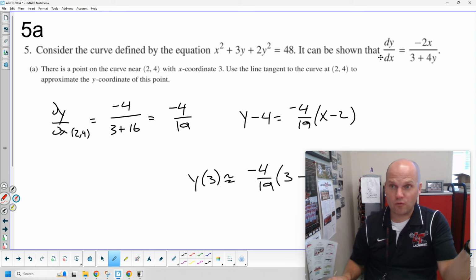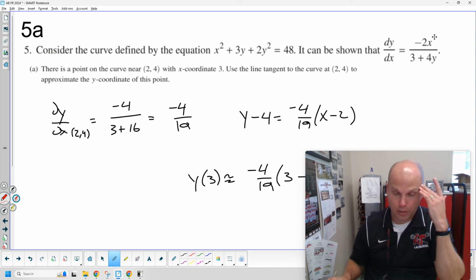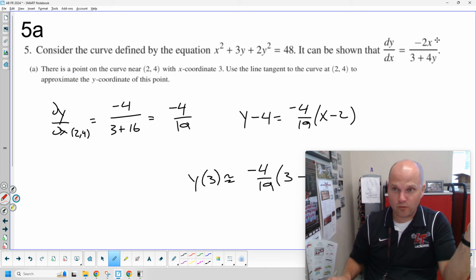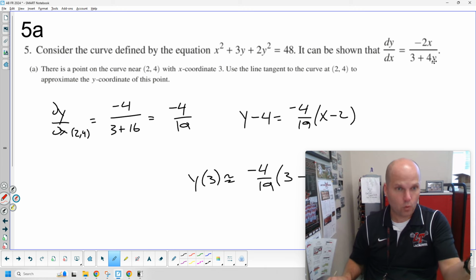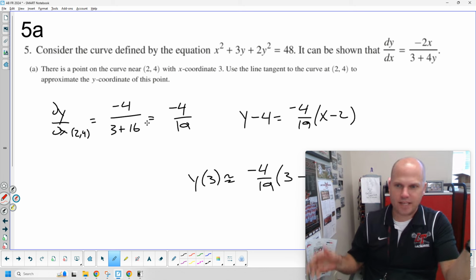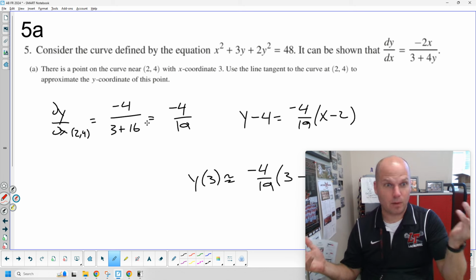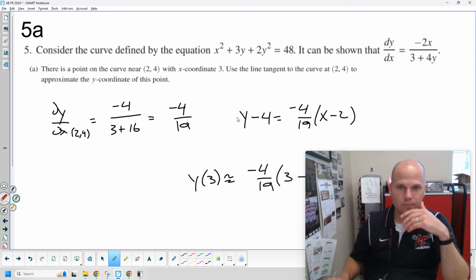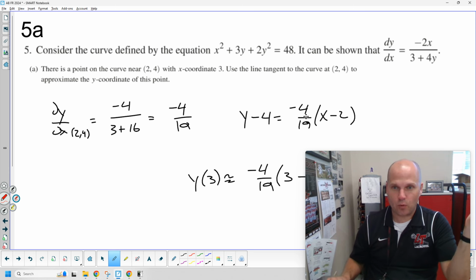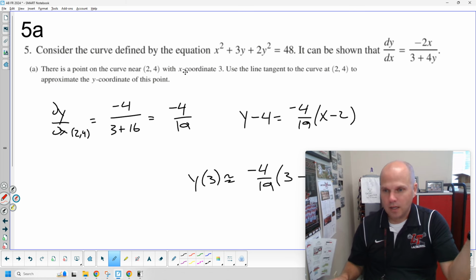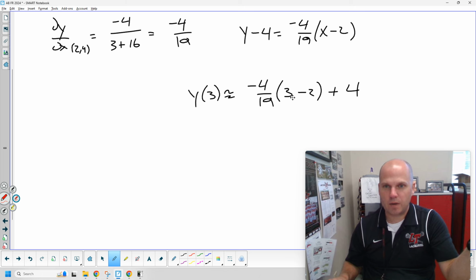I plug in 2, 4, and I double check this in my brain 3 times. I got -4 over 3 plus 4 times 4, which is 3. I got -4/19 as a slope. Thanks, AP test. I really feel confident about my work right now, which is not true at all. And y minus 4 equals -4/19 times x minus 2. And then they said use that to approximate a y coordinate of a point with an x coordinate 3. So you should have plugged in 3.